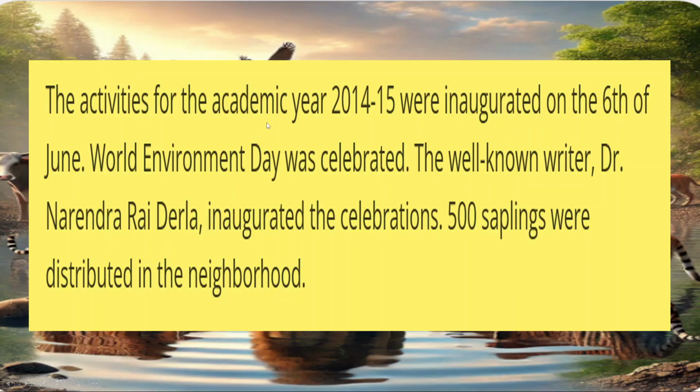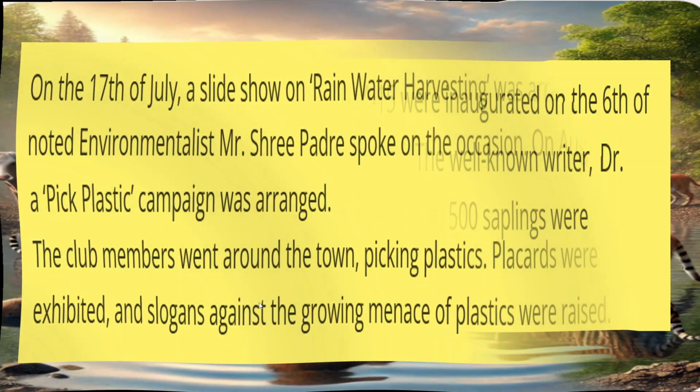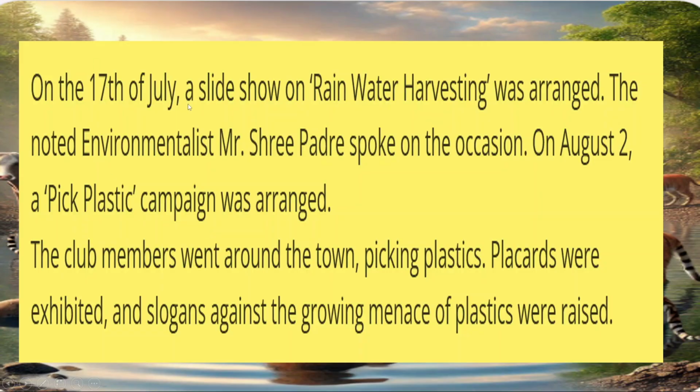The activities for the academic year 2014-15 were inaugurated on the 6th of June. World Environment Day was celebrated. The well-known writer Dr. Narendra Rai Darla inaugurated the celebration. 500 saplings were distributed in the neighborhood. On the 17th of July, a slideshow on rainwater harvesting was arranged. The noted environmentalist Mr. Sri Padre spoke on the occasion.